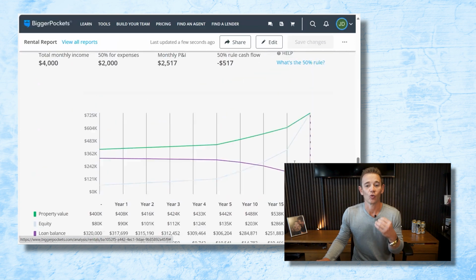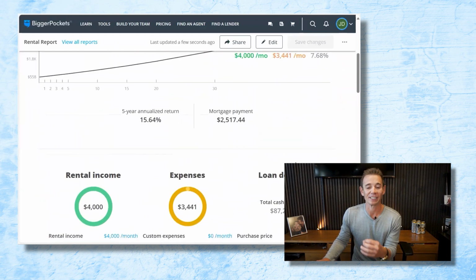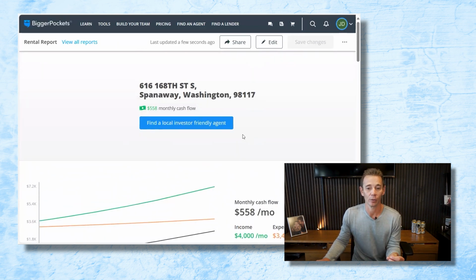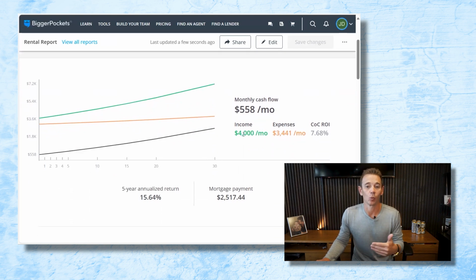Now, once you've inputted the values, the price, the rent, the costs, then you can calculate your report. The awesome thing about this report is it breaks everything down for you. So as we're looking at this, it summarized what the deal is. This was telling me we were looking at making $558 a month in cash flow. The income at $4,000 minus expenses at $3,400, that was giving me a 7.68% return. Not too bad. Pretty good deal.